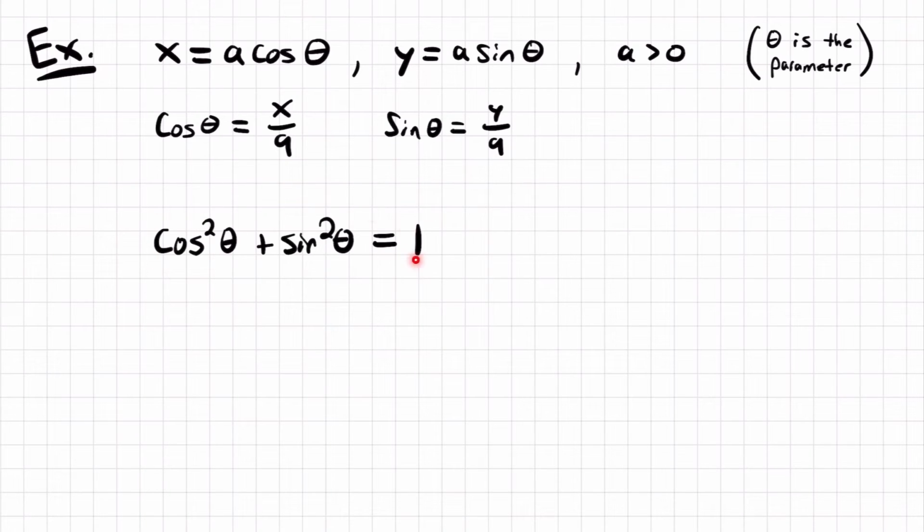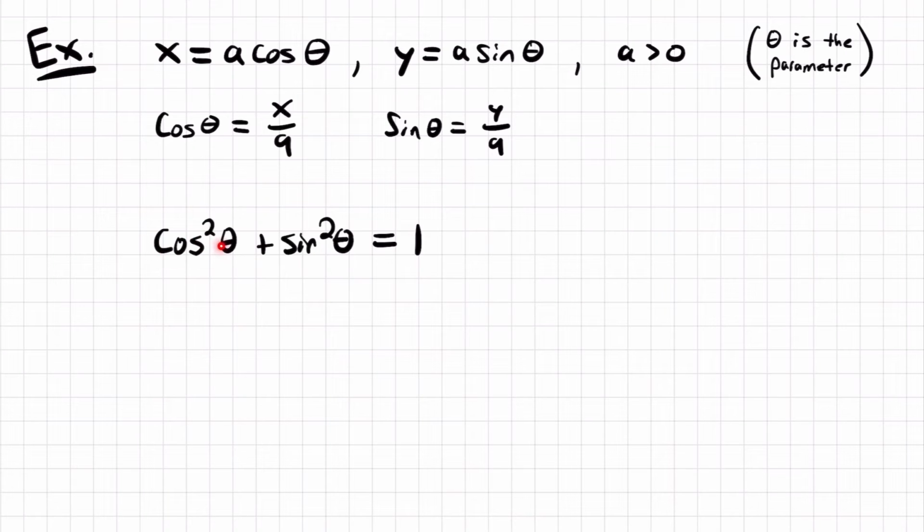Right, this is your Pythagorean identity for sine and cosine. So what we can do here is square cosine and square sine and what they're equal to, and replace cosine squared and sine squared with those values in this equation, and then we will have a rectangular equation in terms of x and y that we can sketch a graph of.